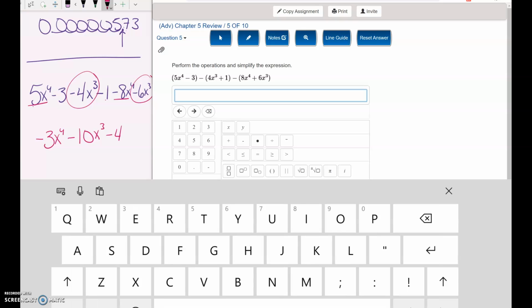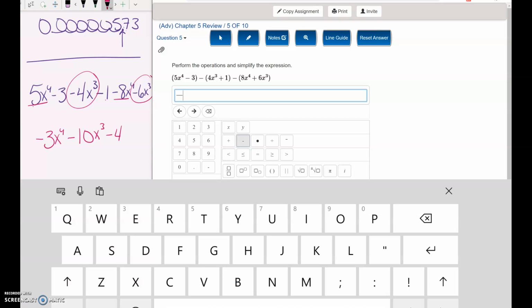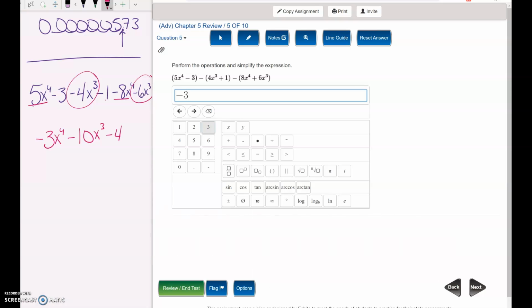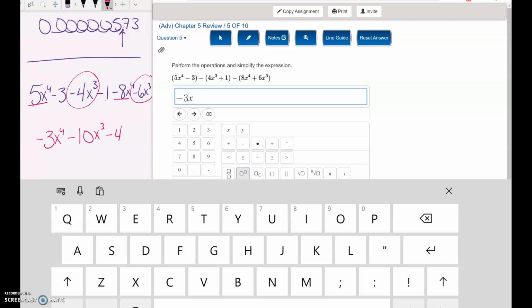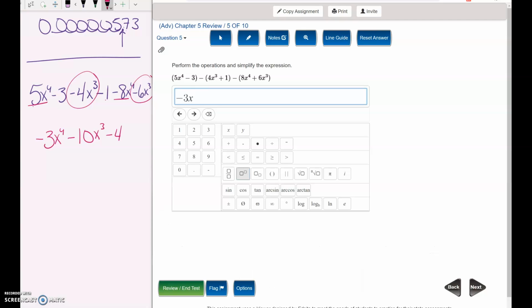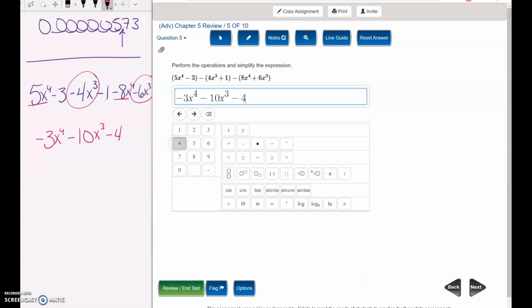And this is a math entry. So negative 3, x, exponent button. I'm sorry that thing keeps popping up. I wish it wouldn't. To the 4th. You have to use the right arrow to get out of the exponent. Minus 10x, exponent button, third, right arrow to move out of there, minus 4.